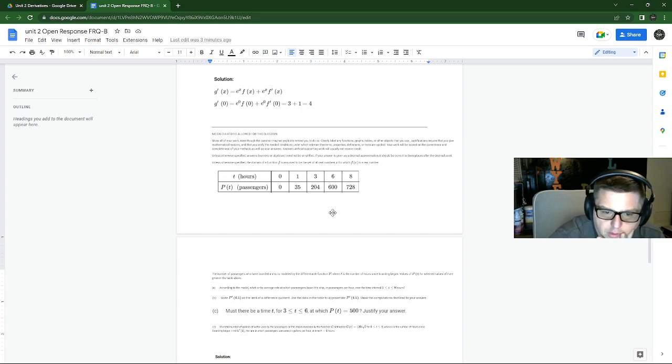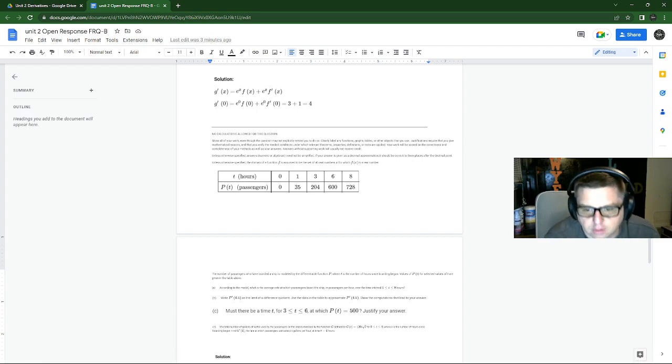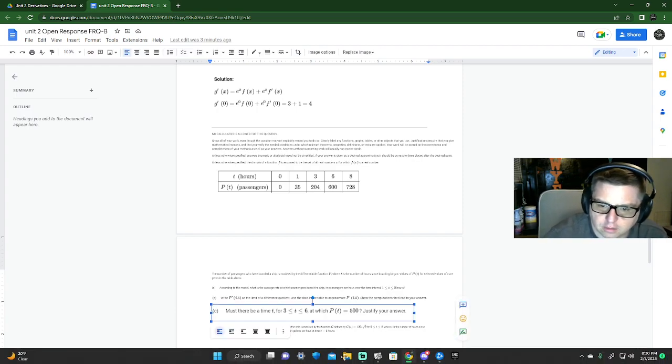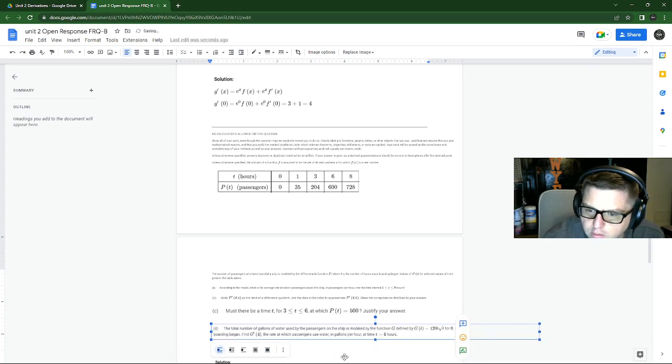And then the total number of gallons of water used by the passengers on the ship is modeled by, so now they're giving us a different function, where t is the number of hours since boarding began. Find g prime at 4, the rate at which passengers use water in gallons per hour at time t equals 4. So they'll give you a function. Looks like the function is 120t times the square root of t.